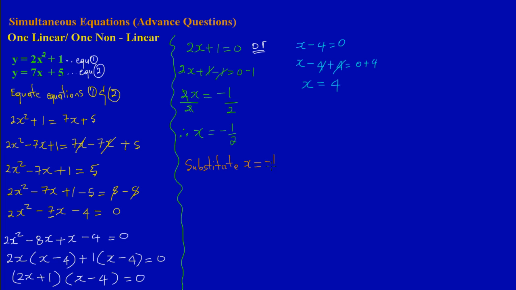x is equal to negative a half into, and I'm going to choose the simplest equation. So I'm going to choose equation 2. You could choose any one, it doesn't matter which. Now equation 2 says y is equal to 7x plus 5. So I'm going to just remove x and put negative a half, okay, 7 times negative a half plus 5. Now basically from here in, that's y, and 7 times negative a half will give me a negative 7 over 2. Plus 5.